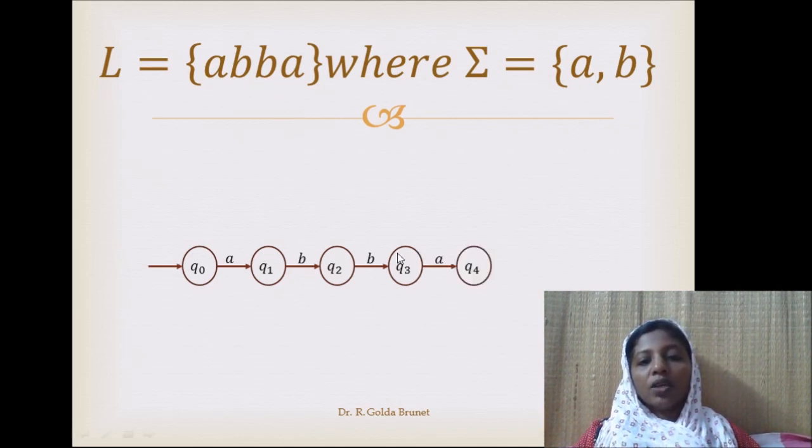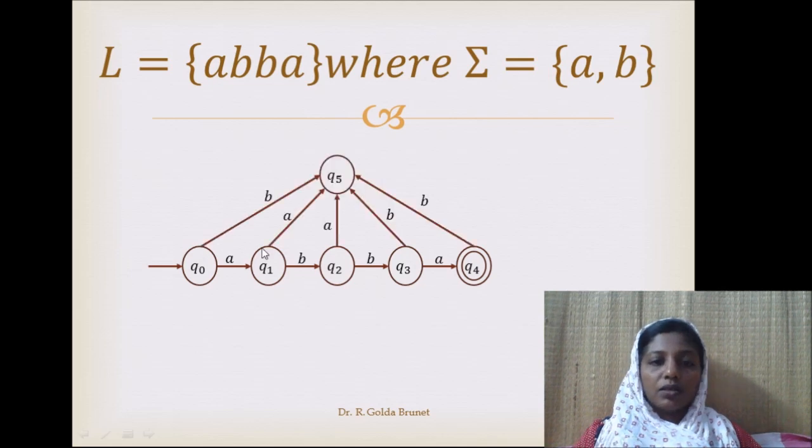And from Q3, if I see an A, then we can go to Q4 and we have seen the string A, B, B, A. So Q4 is our final state. We can mark this with a double circle. Now from Q0, instead of A, if I see a B, there is no string in this L which will start with B. So we have to have another state. From Q0, if I see a B, we will go to the new state. Let that state be Q5.